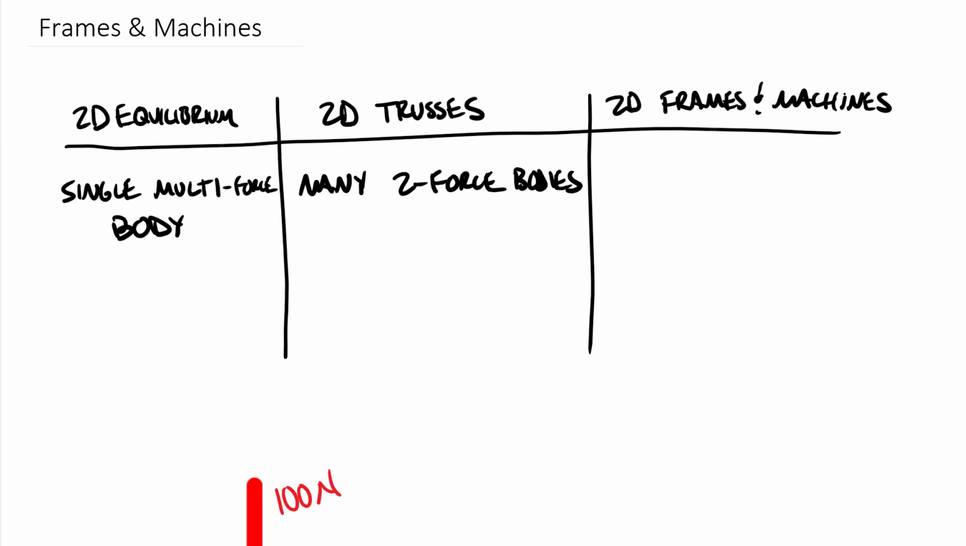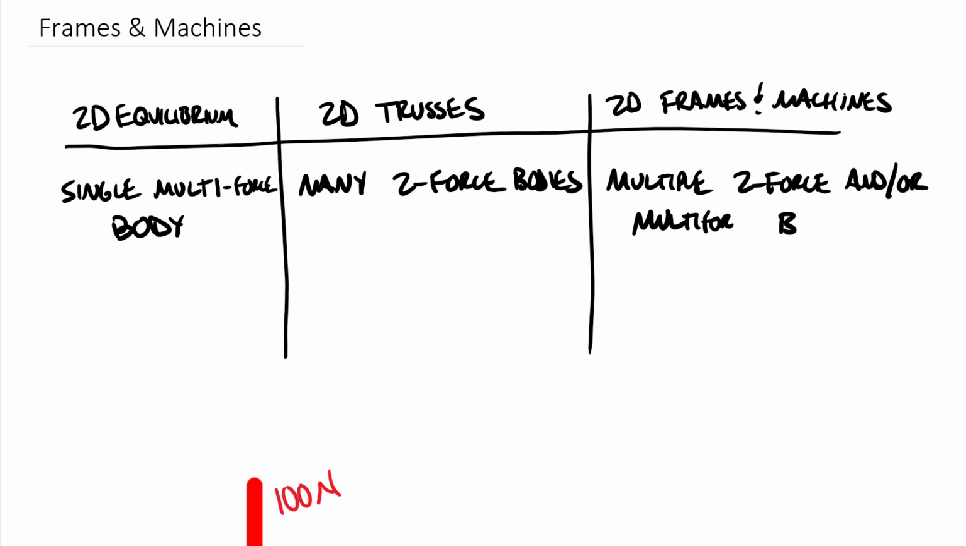And then for frames and machines, we're going to have multiple two-force and/or multi-force bodies. Okay, the key thing here is that we need at least one, so greater than or equal to one multi-force body in order to create a frame and machine system. Of course, if we had all two-force bodies, we could treat it just like a truss.